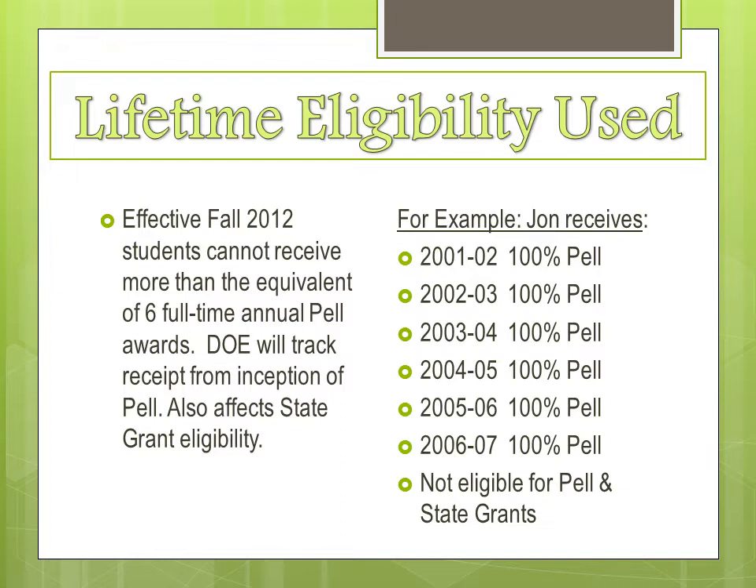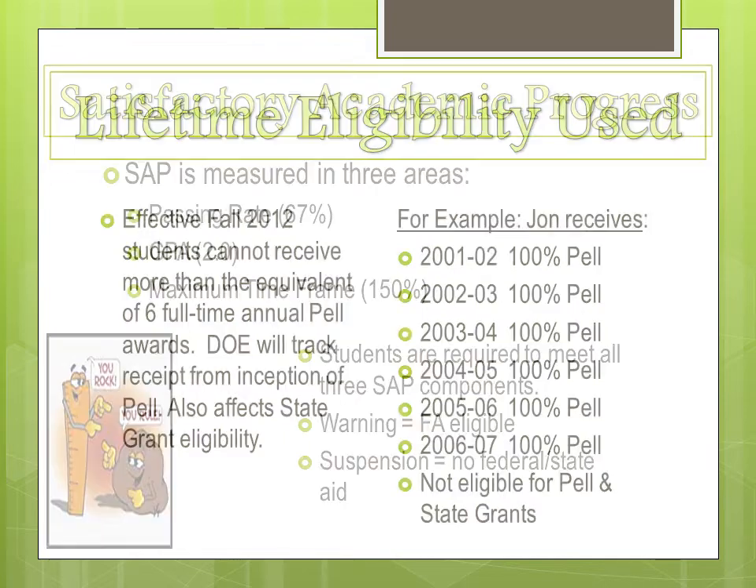The example given here is John receives 100% in the 2001-02 school year and received 100% in 2002-03. In 2003-04, he receives another 100%, in 04-05, likewise 05-06 and 06-07. When you add that up, John has already received 600% of his Pell Annual Award eligibility. So therefore, if he applies now, he would not qualify for any Pell or state grants.